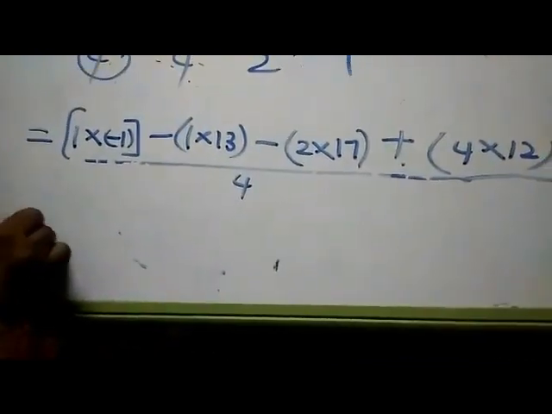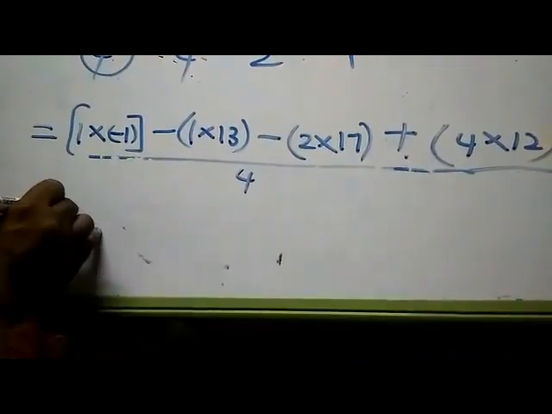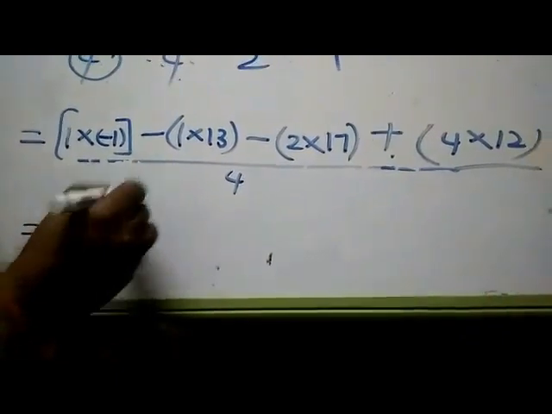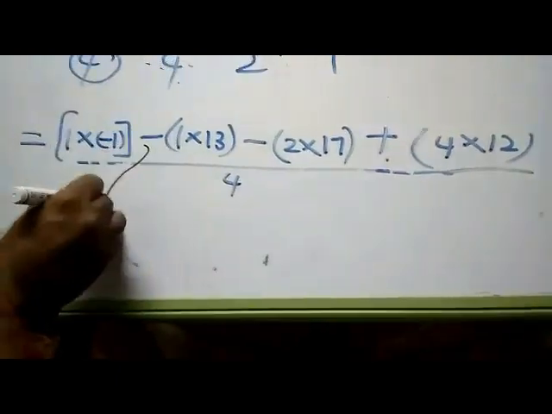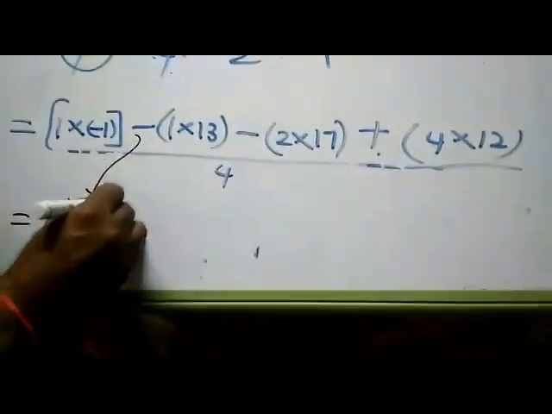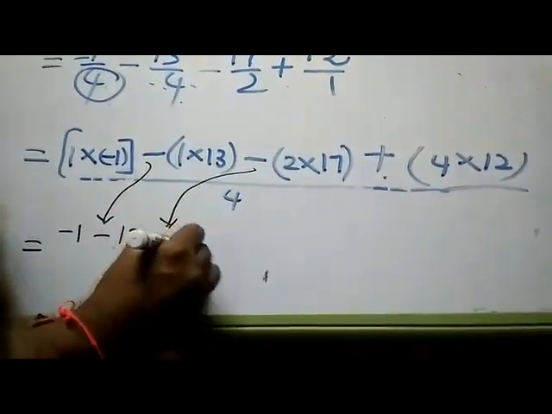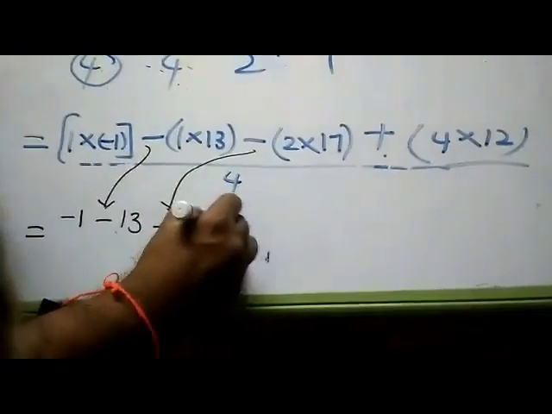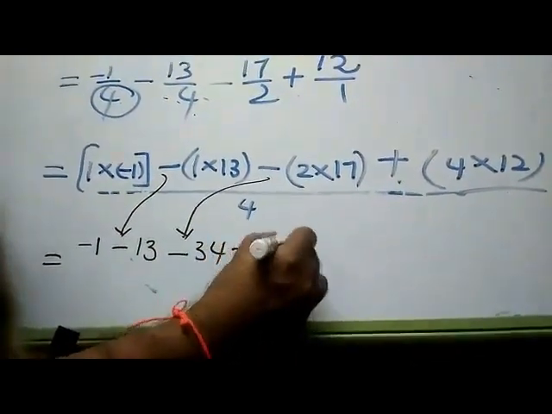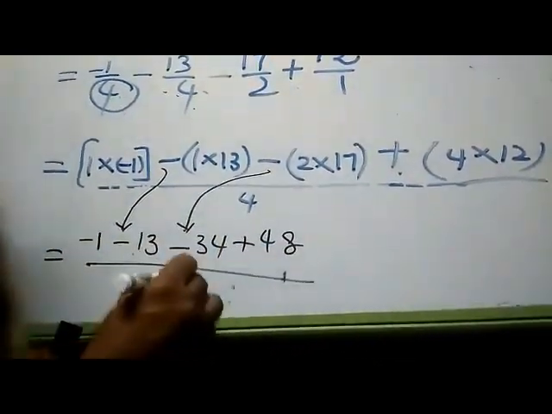So here comes simplification. 1 into minus 1 is equal to minus 1. This minus 13, and 2 17s are 34, plus 4 12s are 48, by 4.